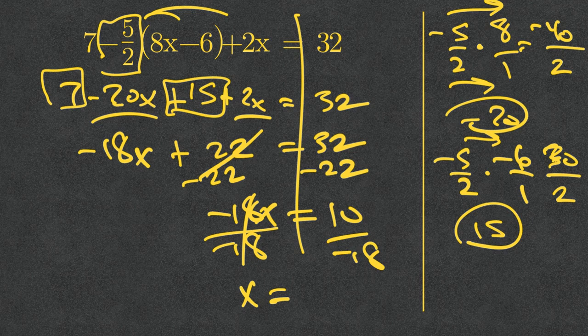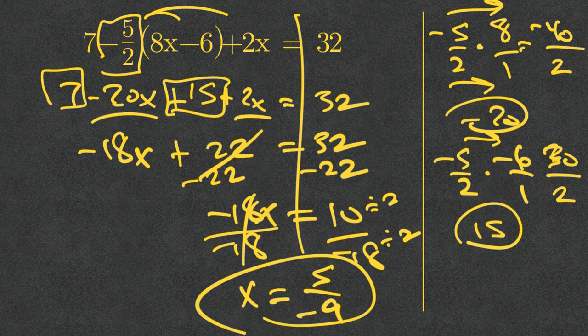Always ask yourself, can I reduce the fraction more? Can you divide 10 and 18 by a common number? Divide both of those by 2. 10 divided by 2 is 5. Negative 18 divided by 2? Negative 9. That would end up being a negative 5/9. Guys, a fractional answer is okay.